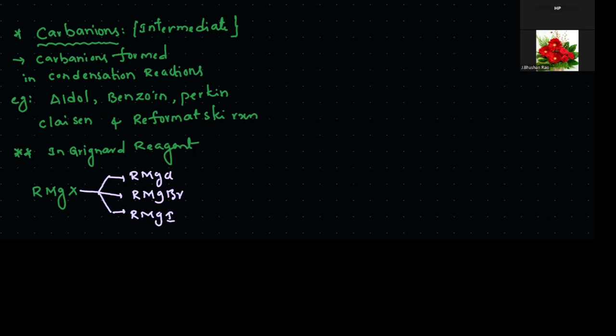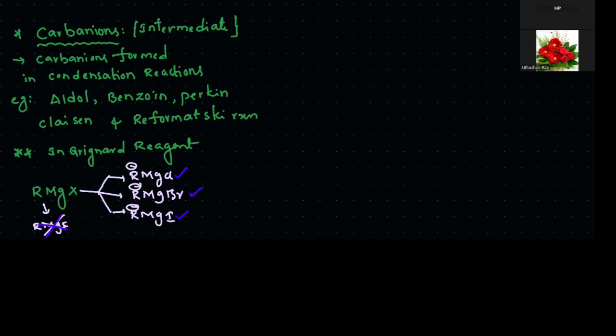In this, R is always the negative part only. R minus means carbon negative charge. Either methyl, ethyl, or any kind of hydrocarbon gets the negative charge. So these three only exist in nature as RMgX, but not RMgF. RMgF does not exist. Okay, these three only exist. Here also carbanion is the intermediate.